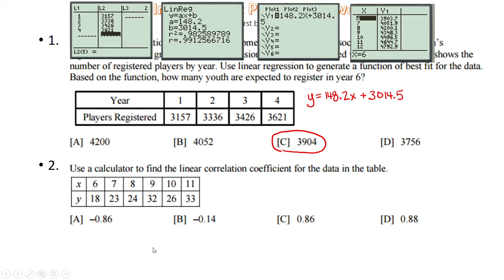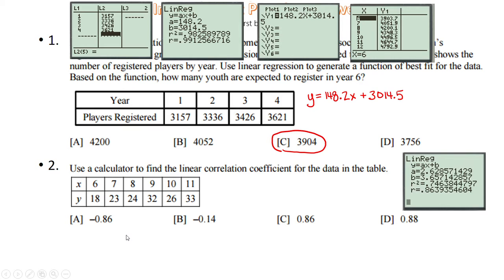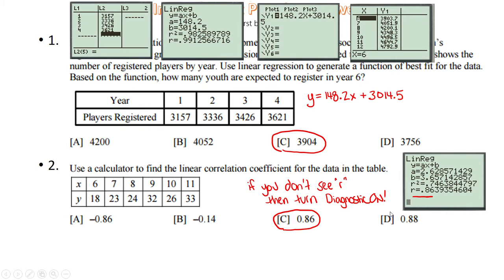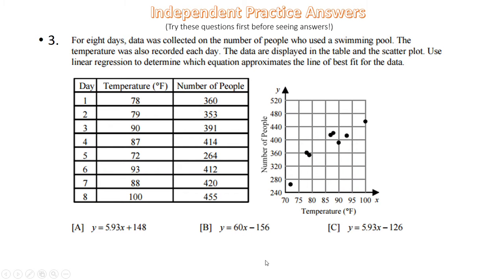All right, number 2. Linear correlation coefficient means you type them into stat calc 4, and we're only focusing on the R. So if you didn't see your R, then that means you didn't turn your diagnostic on. So that is C.